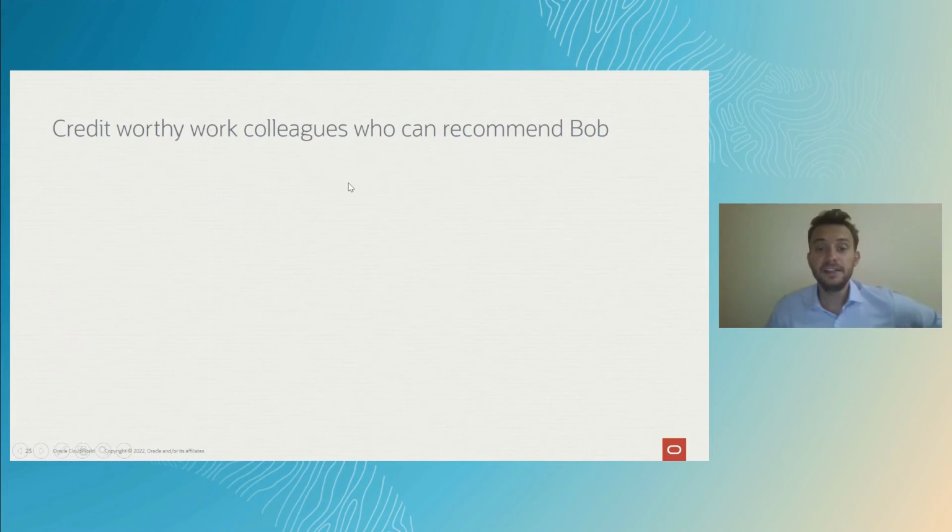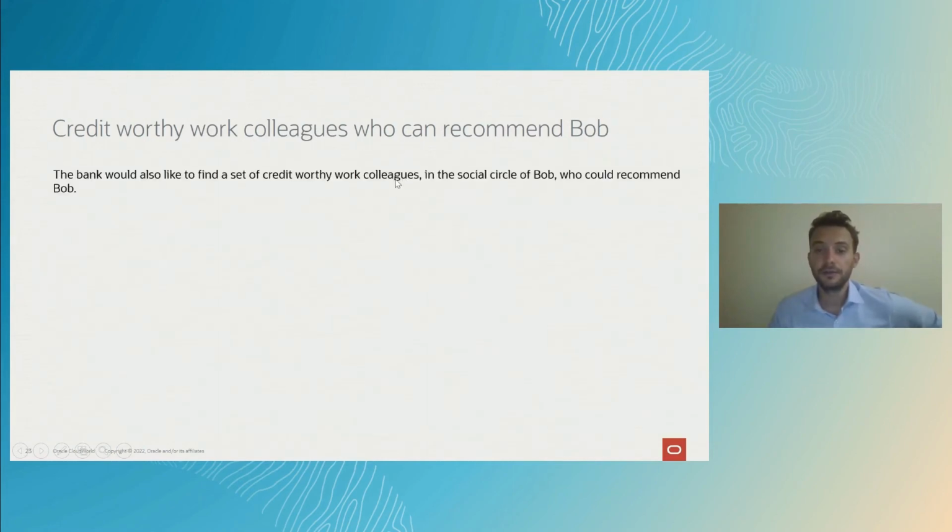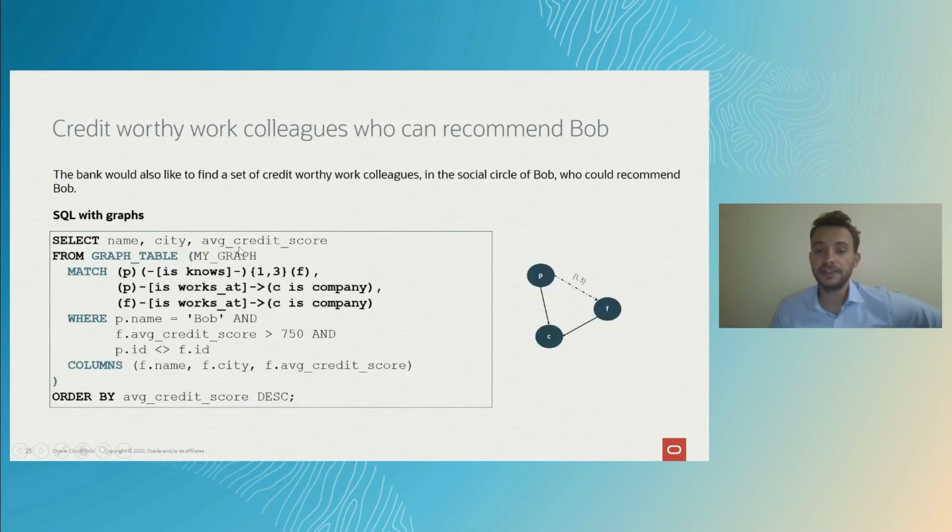Right, so let's see the second query. We wanted work colleagues who can recommend Bob. So again, the query can start in a very similar way as the one before. So we start from a vertex P. We want to find all people in the social circle of P. We call them F. And then we want those people to work in the same company.